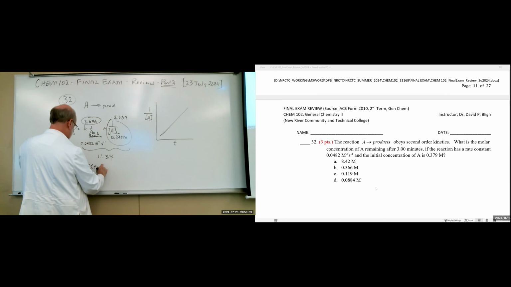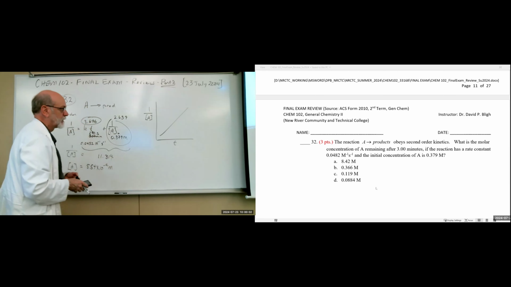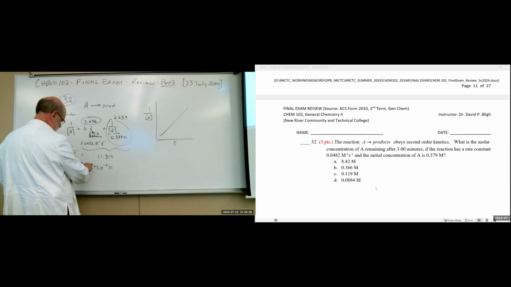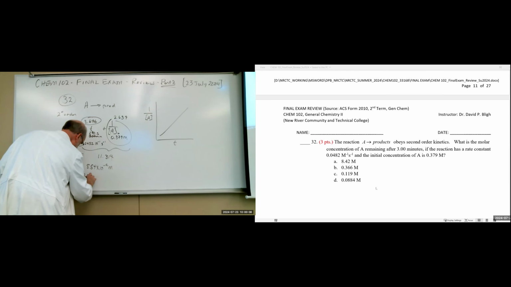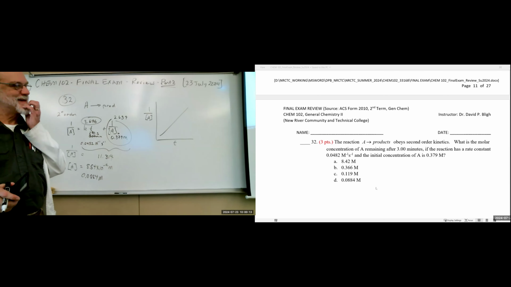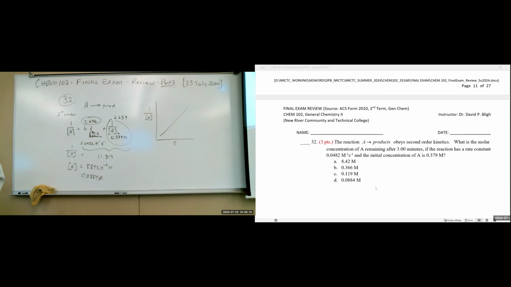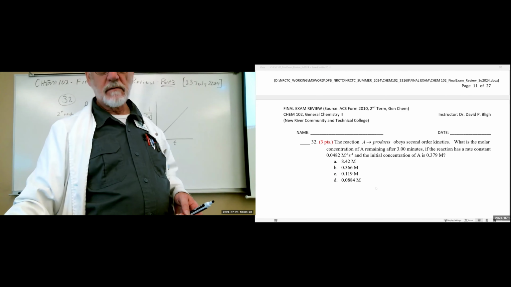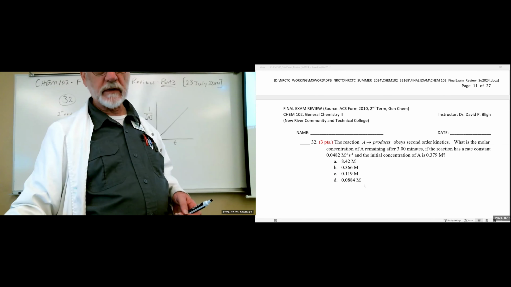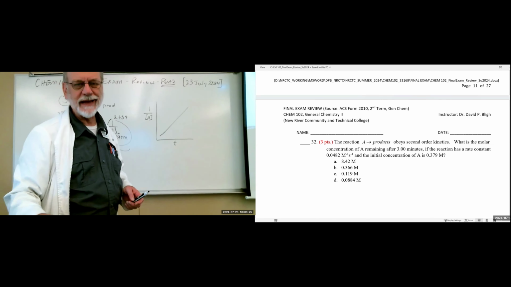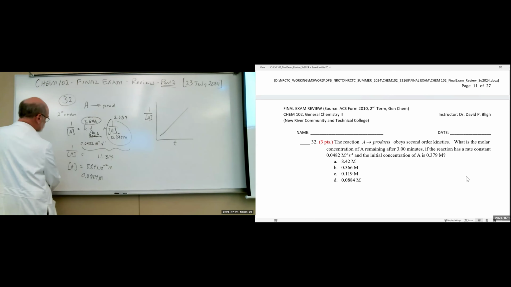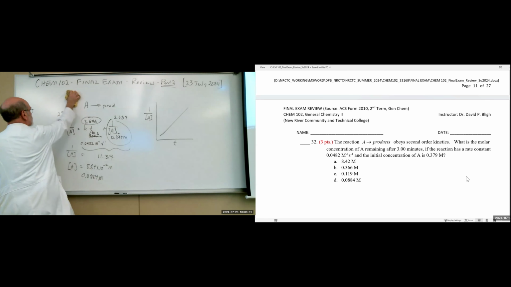Okay. 8.84 times 10 to the minus 2 molar. Oh, it's in standard notation. Two places to the left, 0.0884 molar. There you go. Oh, that one's not even marked. How'd that happen? That's supposed to be your answer right there. 0.0884 is the answer to 32. I missed one.